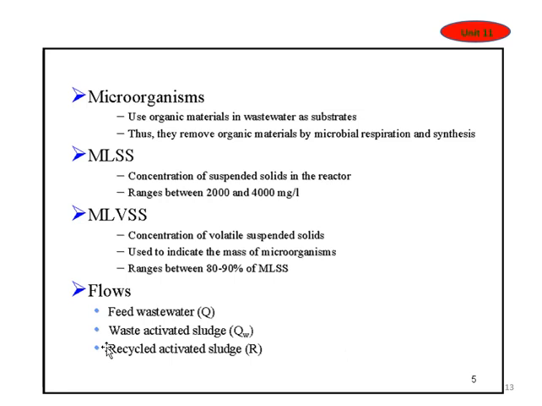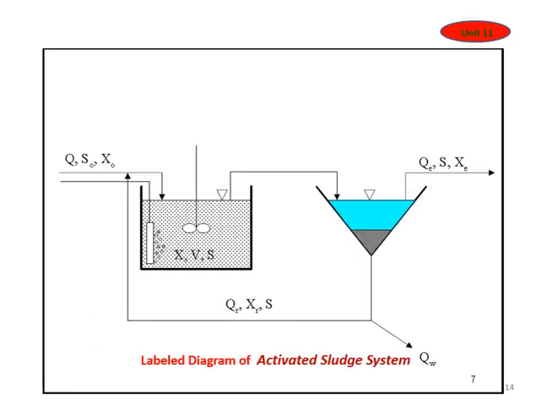There are different types of flows coming to the aeration tank. Feed water, that is, the water which is coming. Waste activated sludge, that is, after the treatment some solid sludge will be removed from the bottom. Recycled activated sludge, that is, maybe you will recycle some microorganisms back into the tank again to speed up the reaction. So these different types of flows are there in the aeration tank. This picture will clarify that one.